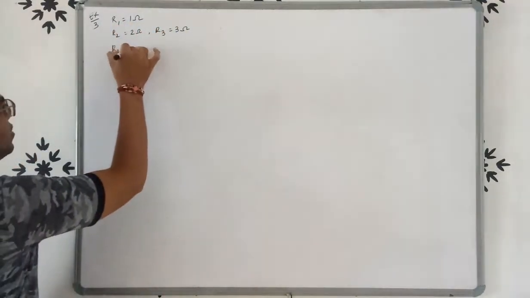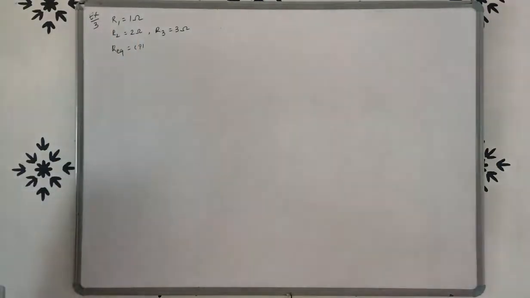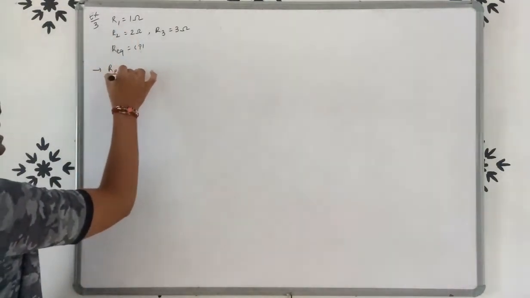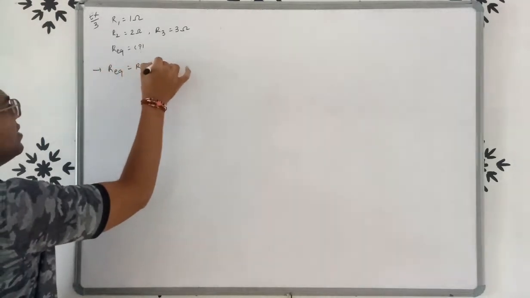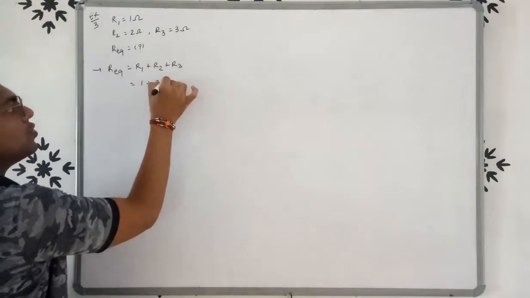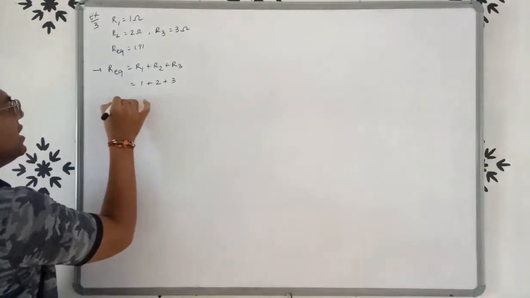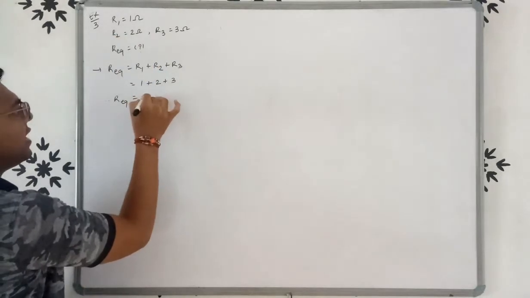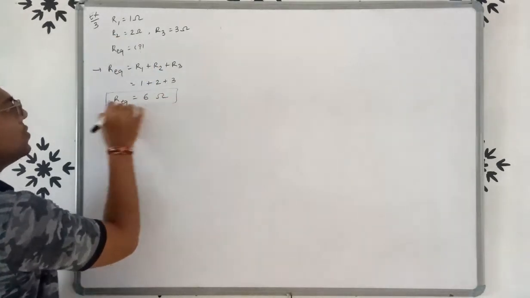We have to find out the equivalent resistance. So we know the formula for series combination: R equivalent is equal to R1 plus R2 plus R3. So 1 plus 2 plus 3. So in series connection of these resistors, the equivalent resistance is 6 ohm.